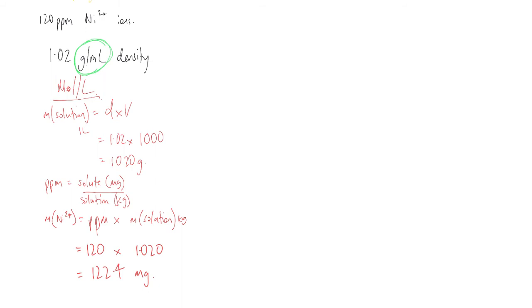Now I have that mass in milligrams. I can convert that to grams if I have to, which I do. Then I can work out the number of moles of nickel 2+ ions by taking the mass and dividing it by the molar mass of nickel, which happens to be what? 58.69. Which happens to be 2.09 times 10 to the negative 3 mole.